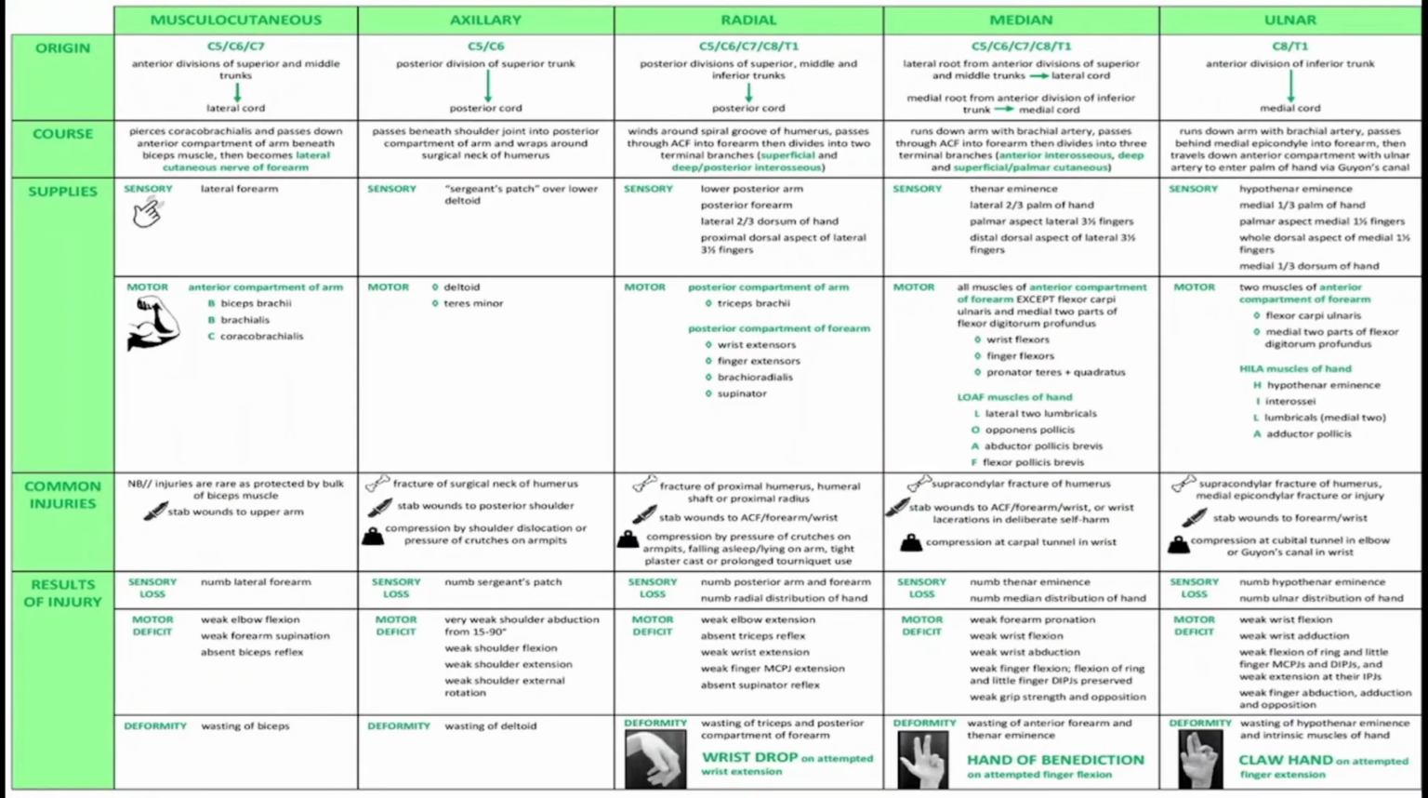So this is all about your brachial plexus. Thank you.